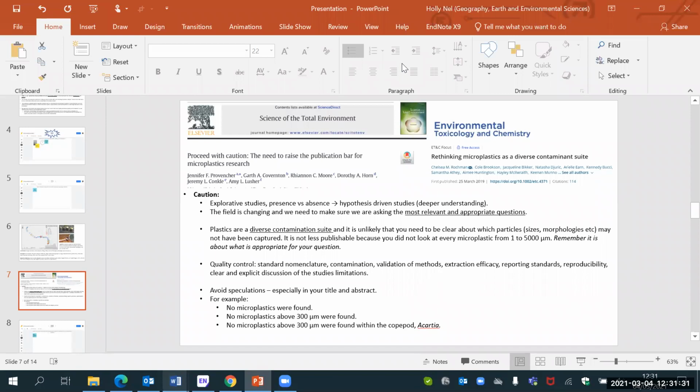So what they're trying to show here is that we need to be careful when we're publishing microplastic data, because we are under a lot of scrutiny at the moment, to make sure that what we say is clear about the limitations, clear about validation methods, clear about reporting standards, reproducibility, and about the really the issues that could go along with it, so that we can have a clear recommendation or conclusion and interpretation of the results.